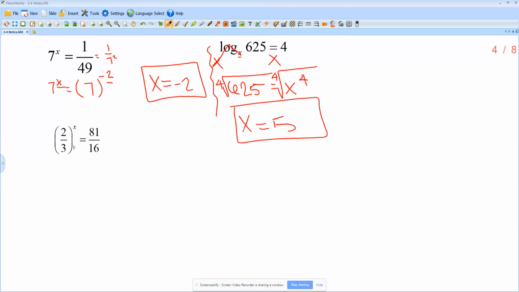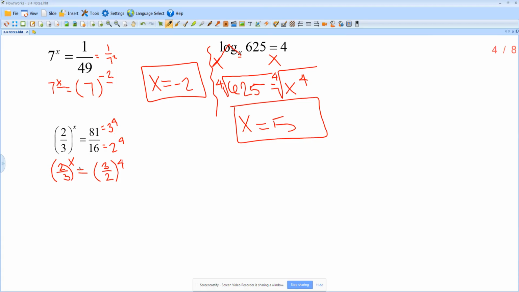And then last, 2/3 to the power of x equals 81/16. So I'm going to leave this 2/3 to the power of x. 81 and 16. Well, 81 is the same as 3 to the 4th power. 16 is the same as 2 to the 4th power. So this is the same as 3 over 2 to the 4th power.